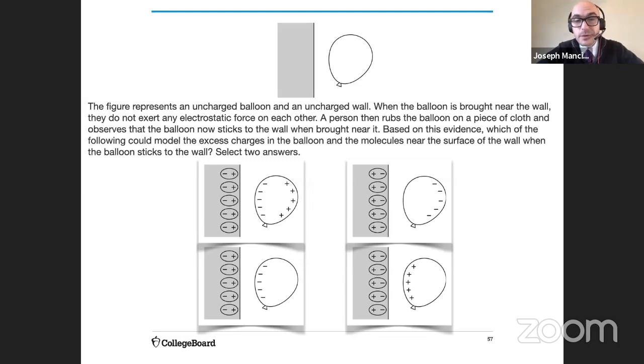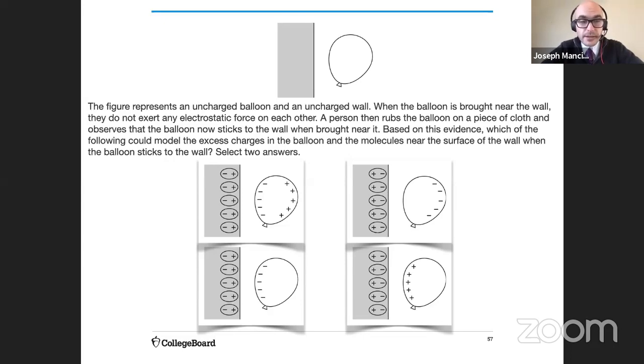Well, in each case, I noticed that the polarization in the wall is arranged in a way that one side of the surface molecules is positive and the other side is negative. But in the top right image, for example, the charges are on the wrong side of the balloon. That would not produce an attractive charge.